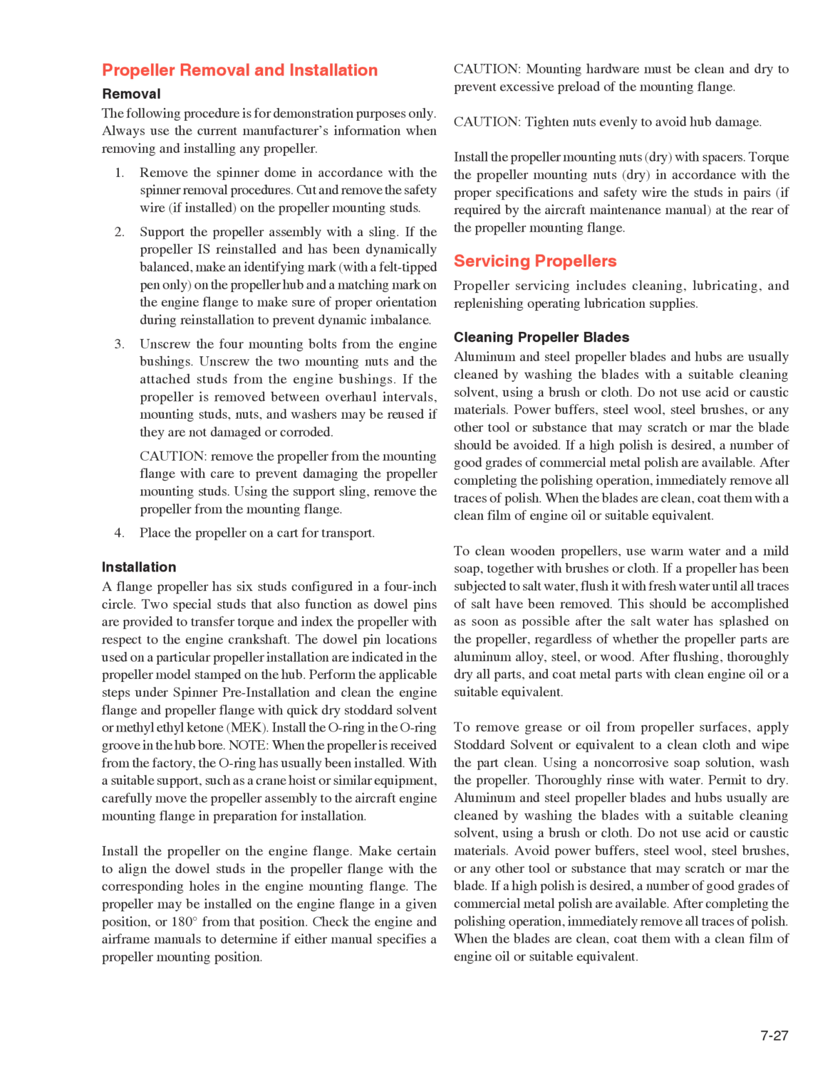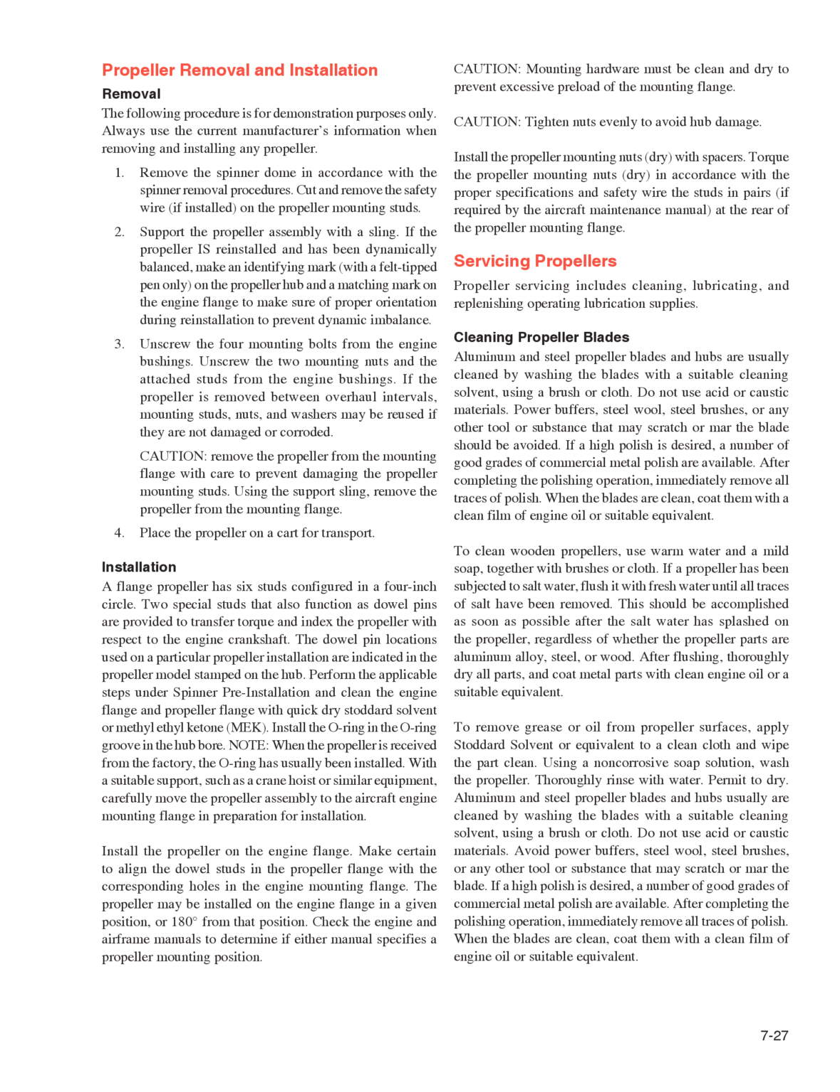Do not use acid or caustic materials. Power buffers, steel wool, steel brushes, or any other tool or substance that may scratch or mar the blade should be avoided. If a high polish is desired, a number of good grades of commercial metal polish are available. After completing the polishing operation, immediately remove all traces of polish. When the blades are clean, coat them with a clean film of engine oil or suitable equivalent.